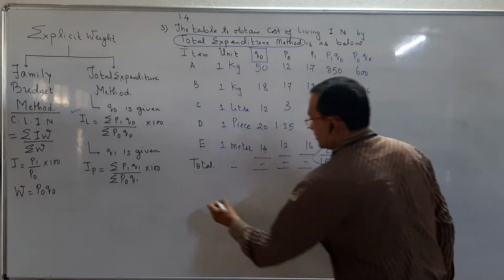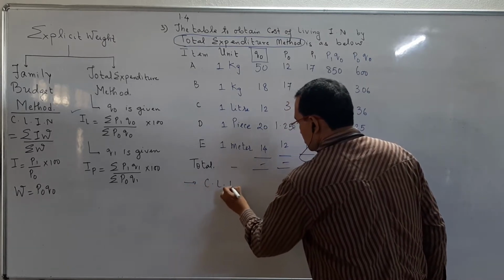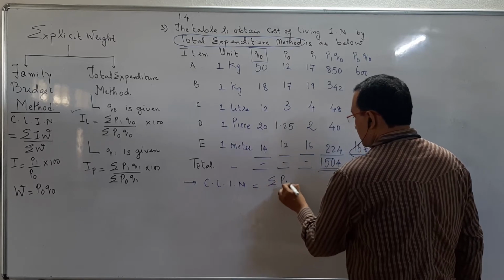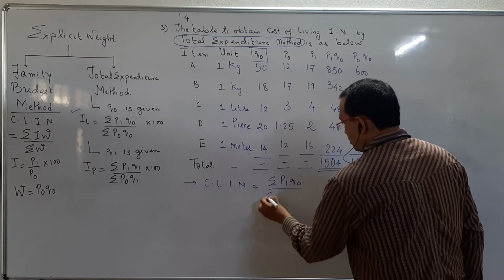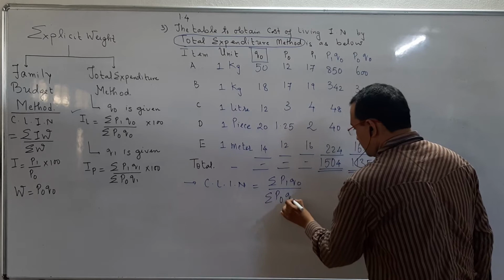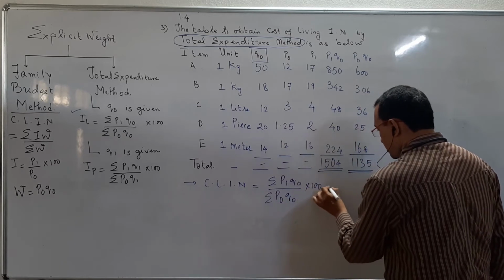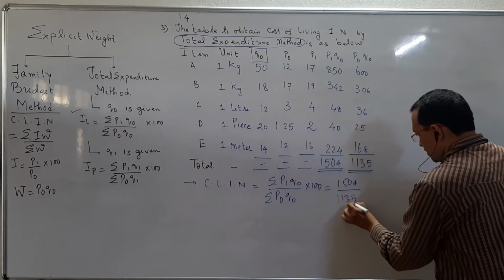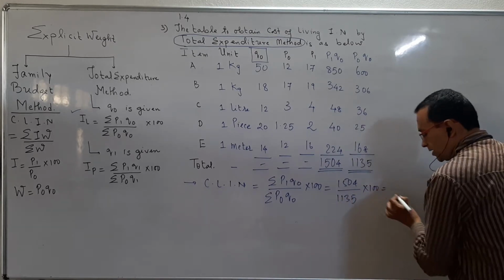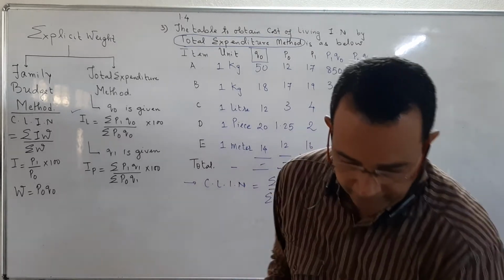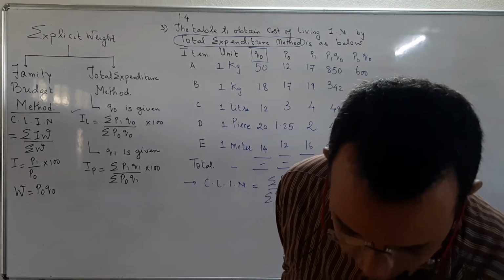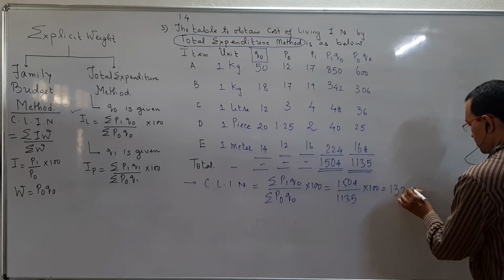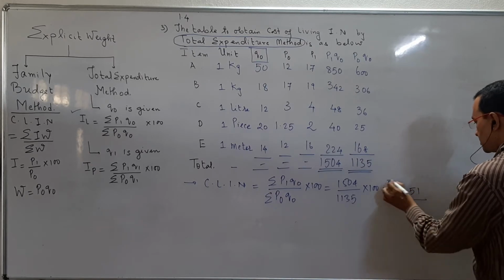So I am writing here: cost of living index number is equal to sigma P1Q0 upon sigma P0Q0 into 100, which is 1504 upon 1135 into 100, and this is simplified as 132.51. So this is the final answer.